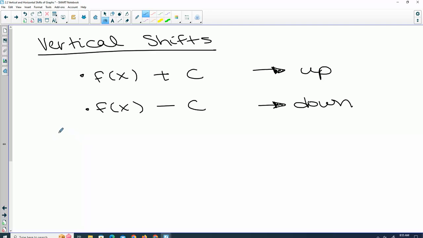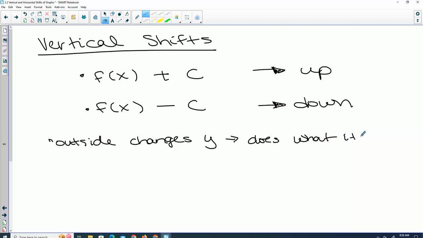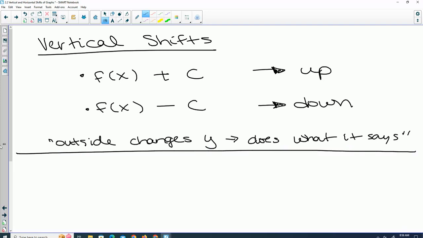So what I always tell people, anything on the outside changes your y value, and it does what it says. So outside, it's not like in the square root or in the parentheses. It's on the end. It'll change your y value exactly how it says. Adding goes up, subtracting goes down. It's like adding or subtracting to your y values.